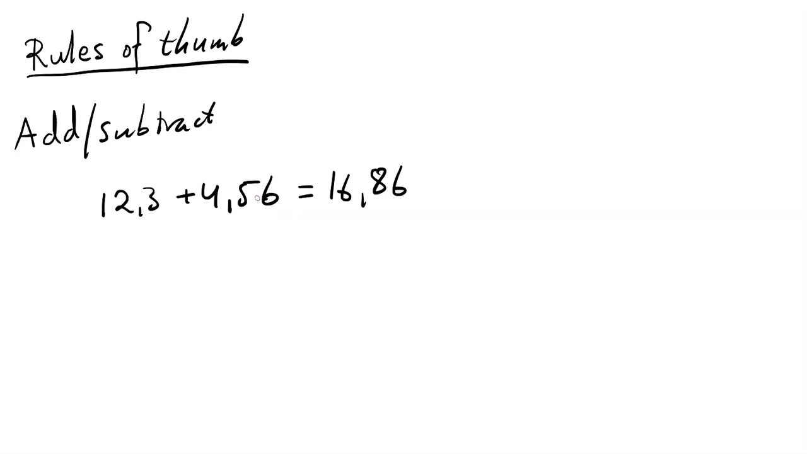Then you should really look at the one that has the fewest decimals, because the uncertainty in this one is likely to be larger than in this one, since you're only giving 1 decimal and here 2. So the answer you should round off to 1 decimal. So in this case you should answer 16.9. But again, this is a rule of thumb, so it just gives you some direction of what to do.